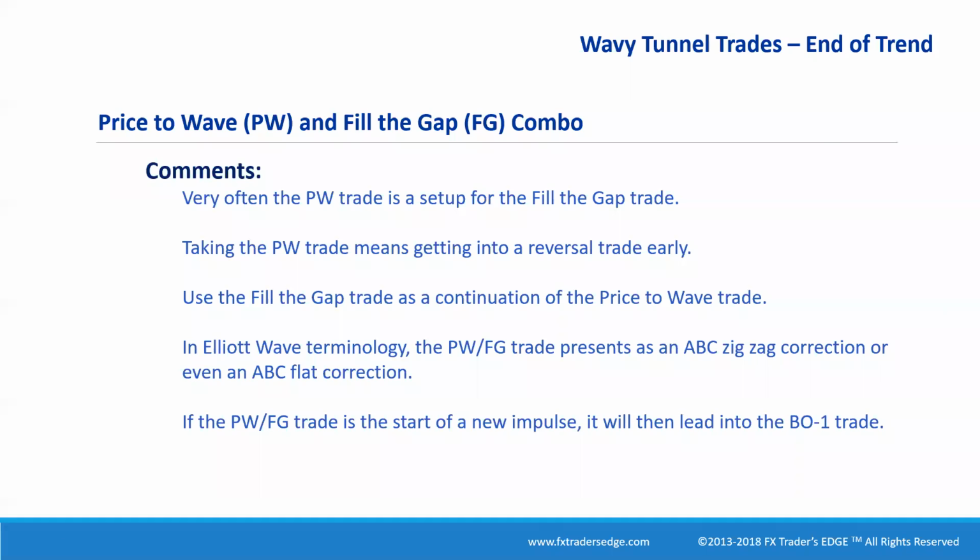So in Elliott wave terminology, the PW fill the gap trade presents as an ABC zigzag correction, or even an ABC flat correction. And if the PW fill the gap trade is the start of a new impulse, it will then lead into the breakout one trade, right? If it's a wave 4, then it will do a wave 5 after that. But if it's the end of a 5-wave sequence, then it will start a whole new sequence in the opposite direction, starting with breakout 1.